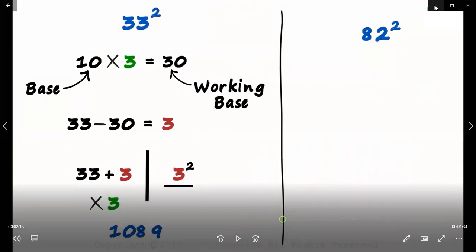So if you are used to this trick, you can find the square of any given number very quickly, within a few seconds. First of all, you have to select the base. As all of you know, 82 is neither close to 10, nor close to 100, nor close to 1000, but it is close to 80. So first of all, we have to find the base as well as the working base for 82.